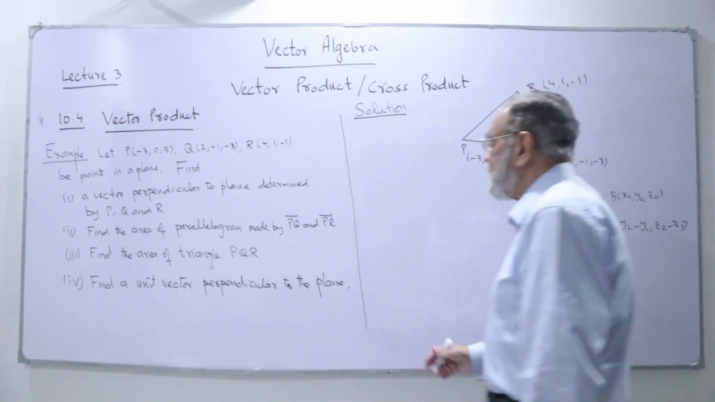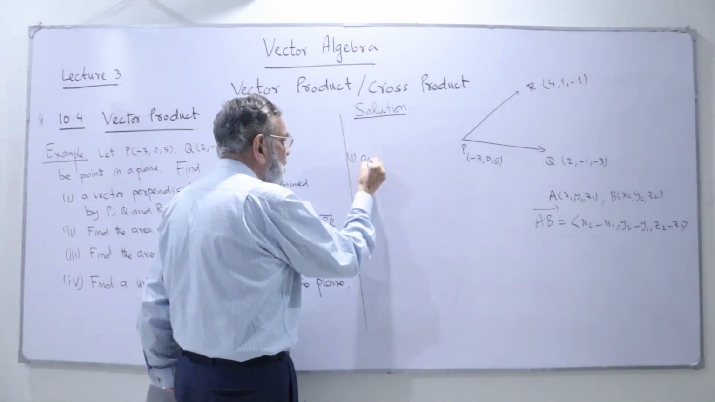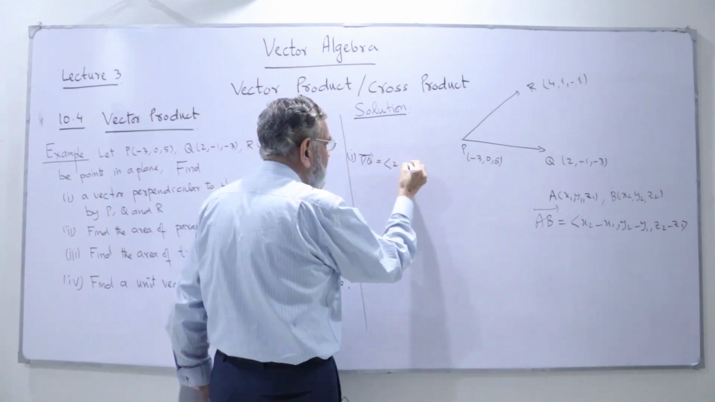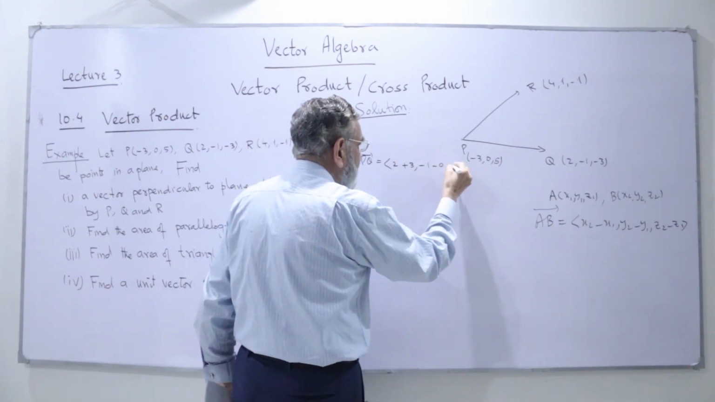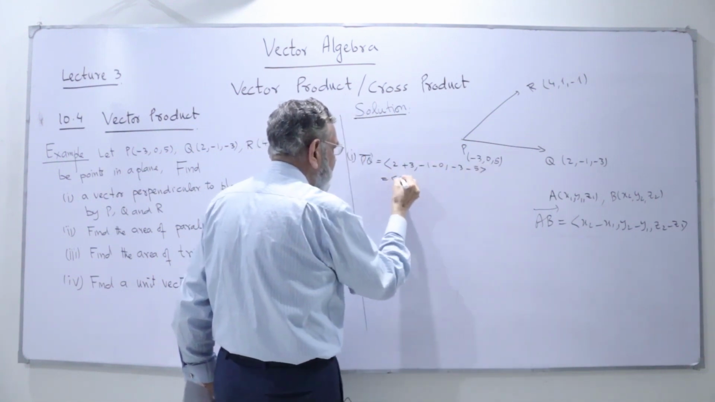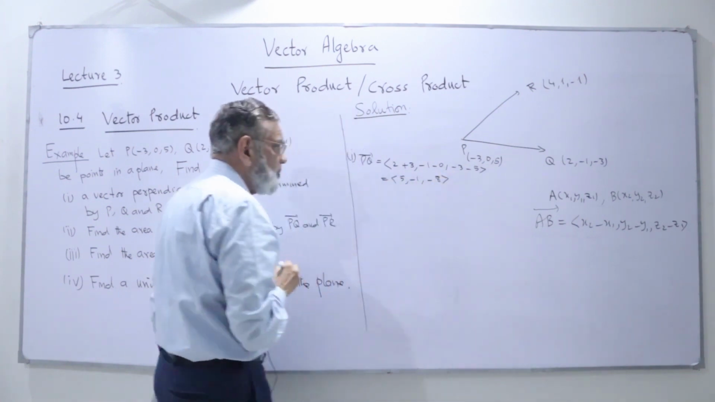So vector PQ, this here is number 1. First we find the vector. The vector PQ is the vector Q minus P. This is 2 minus 3, minus 1, minus 0, and minus 3 minus 5. So simplify this one, we get here minus 1, minus 1, and minus 8. This is my vector PQ.